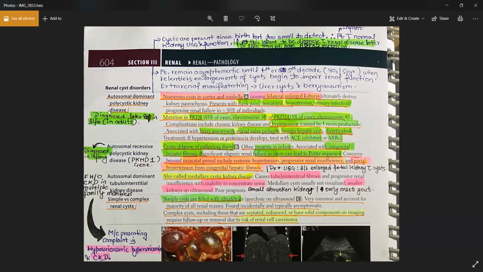So if Step 1 asks you about a patient who has some kind of kidney defect, and asks what kind of defect it could be, autosomal dominant or autosomal recessive, in order to get renal failure due to this defect in adulthood, the answer would be autosomal dominant. The defect is present, but it will only present itself in adulthood. Okay.